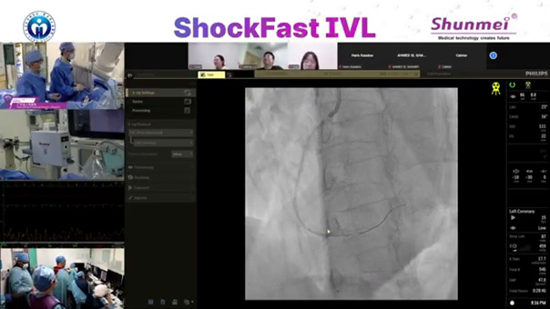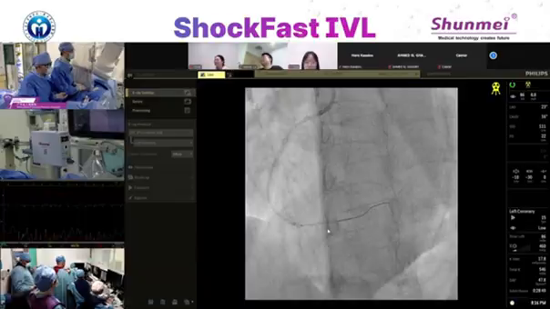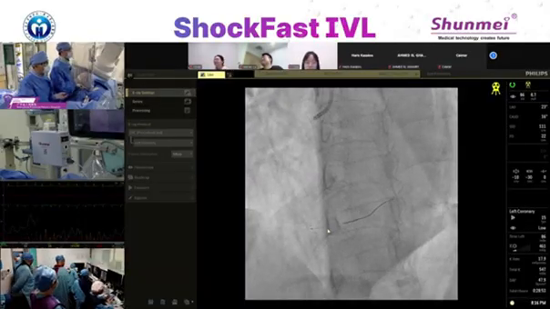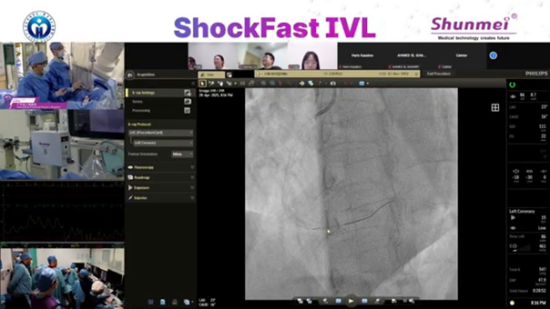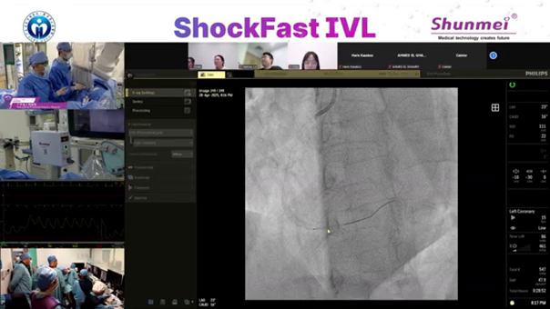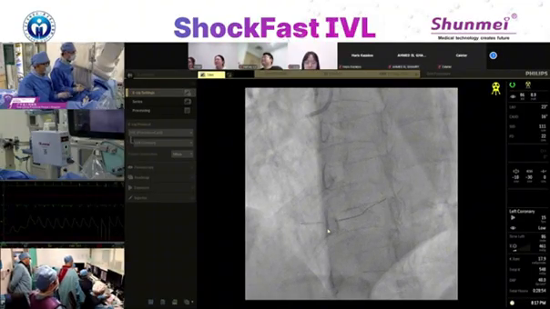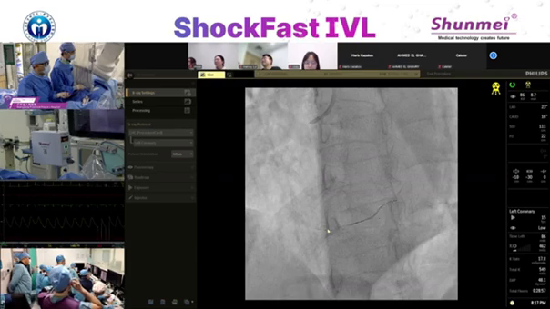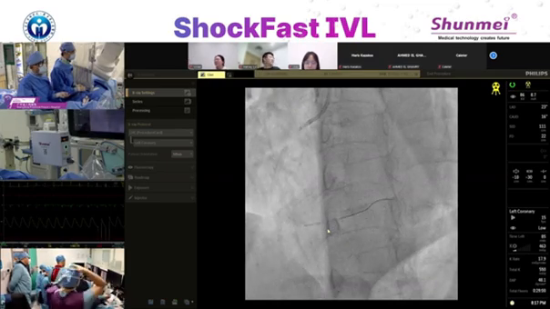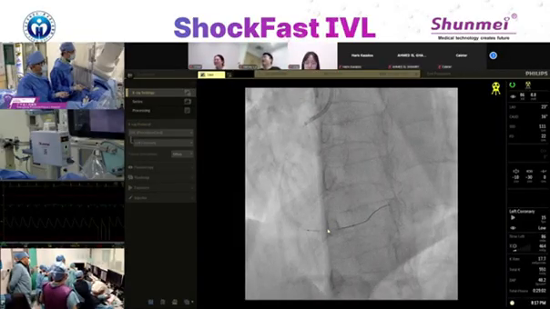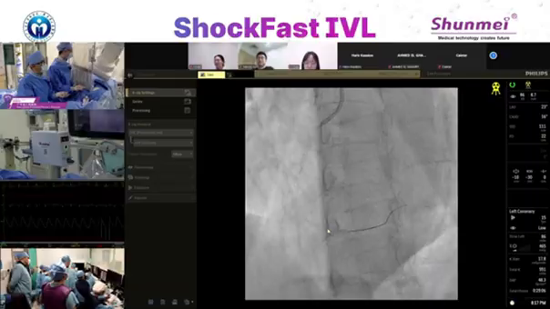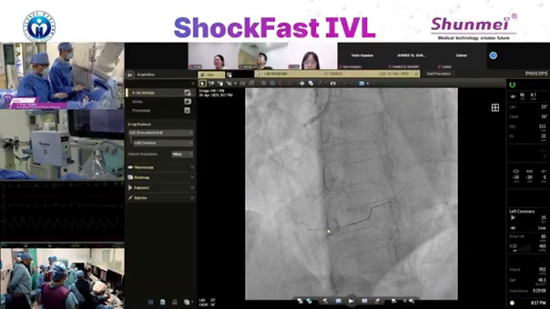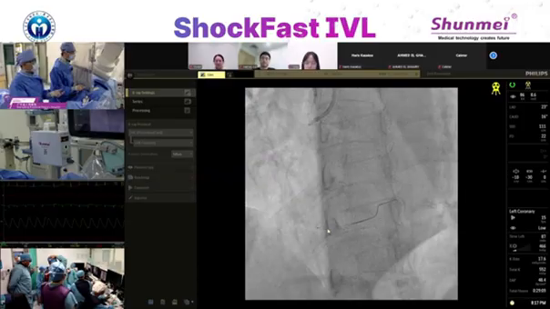Okay. We get it crossed and pull out the guiding catheter. Now is safe. Okay. Let's take a rest. Take a deep breath. Pull back a little bit. If see the guiding extension. Is this a good place? Good. Maybe we should go for the proximal.